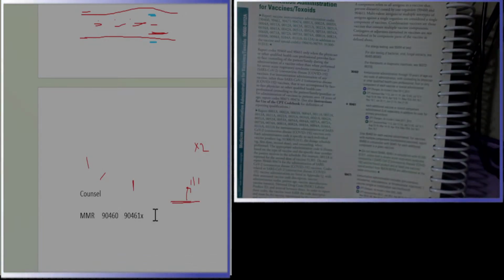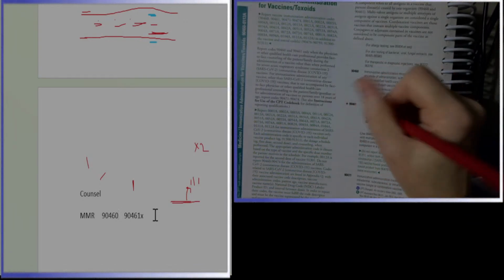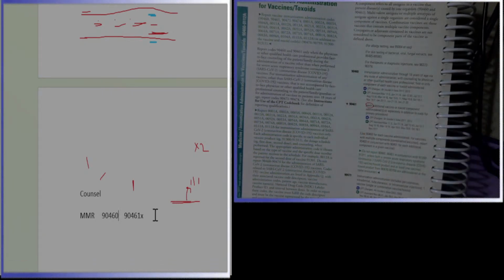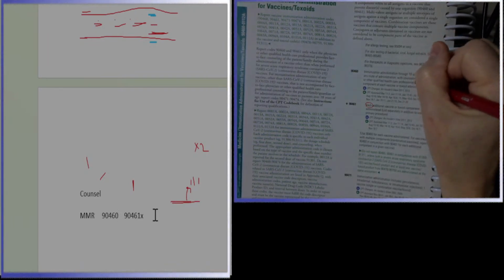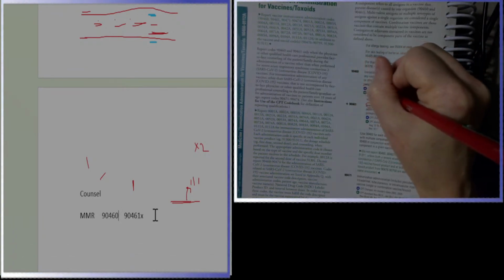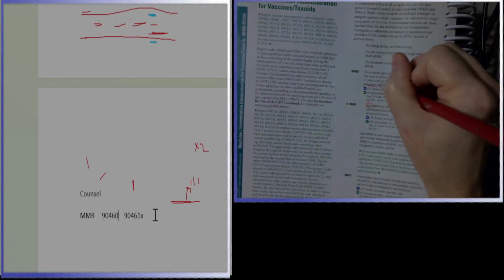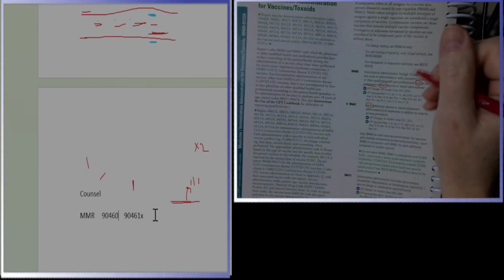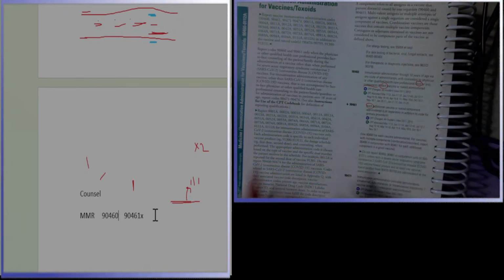Those codes are on page 722 of the 2023 CPT code book. You see how 61 has the word each in the descriptor? And then this one does for the first component of each vaccine or toxoid. So only one component from each vaccine given.